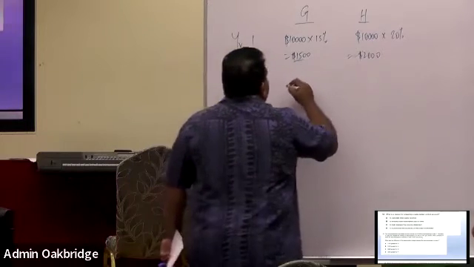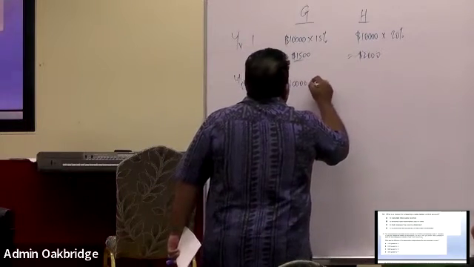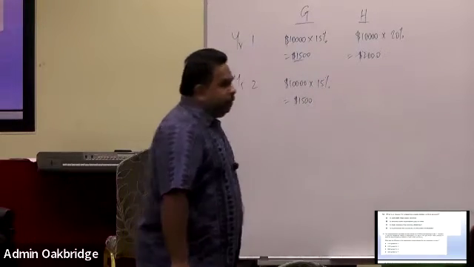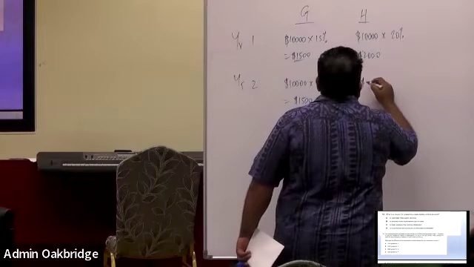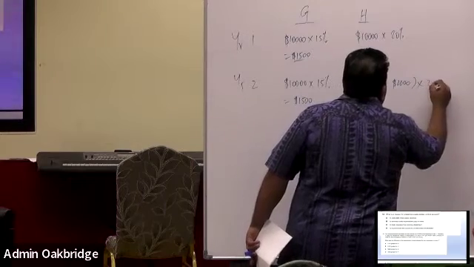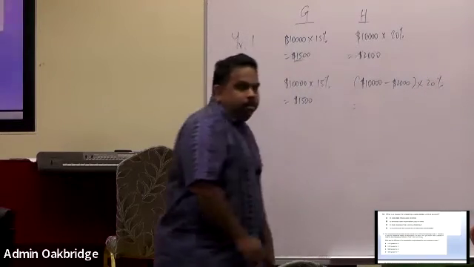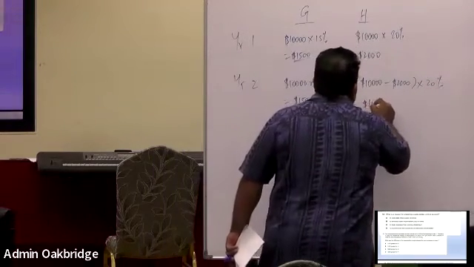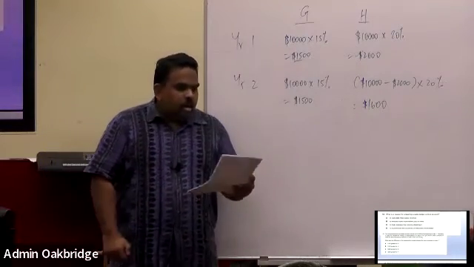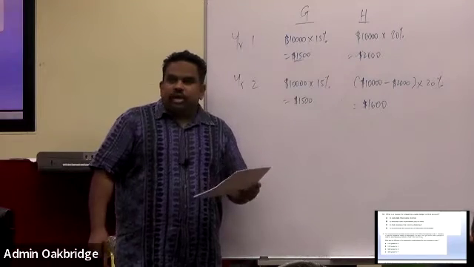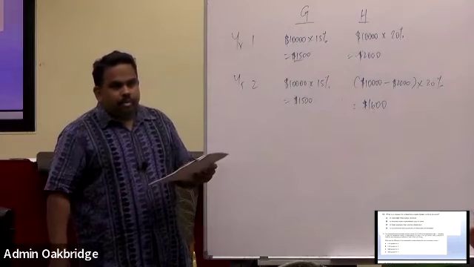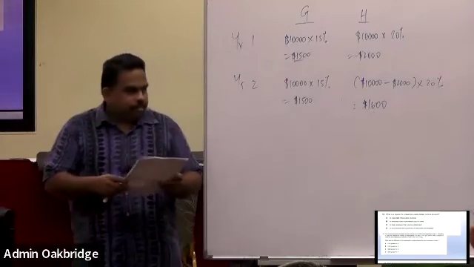Now year two, same: 10,000 times 15%, 1,500, correct? Year two, H will be 10,000 minus 2,000 times 20%. What do you get? 1,600. Follow? So what's the answer? What is the difference in depreciation charge between the two companies for year two? H is higher by 100. Okay, now. All okay?